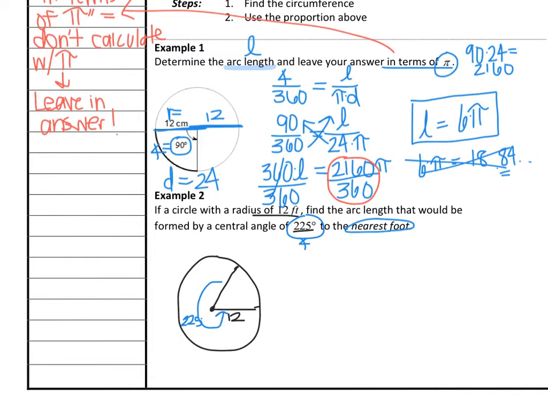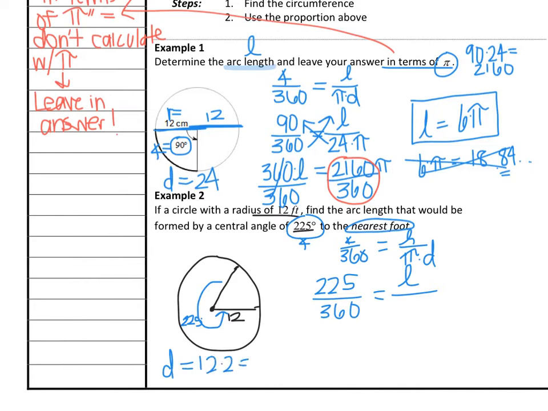So again, our formula is going to be the angle over 360 equals the arc length over pi times the diameter. Okay, so our angle given to us is 225 over 360 equals our arc length, which we're solving for, over pi times the diameter. So again, the diameter is going to be 12 times 2, which is 24. So 24 pi. Okay, but this time they want it rounded to the nearest foot. So what this means is that you're going to multiply by pi to get your final answer.